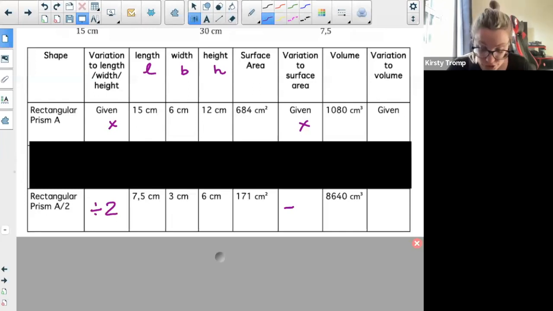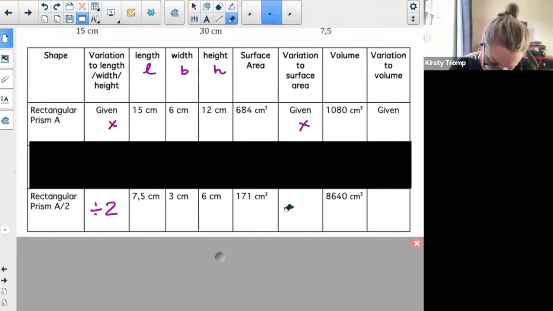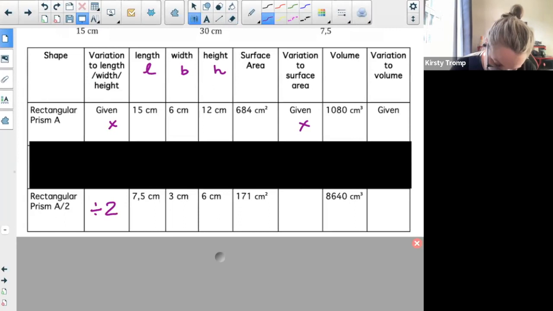But what we are going to do is see what happens when we take the new surface area. The new surface area is 171, and we divide it by the old surface area, 684. I'll write it in here so you can see what we're doing. So to work out what's happening, we're saying 171 divided by 684.